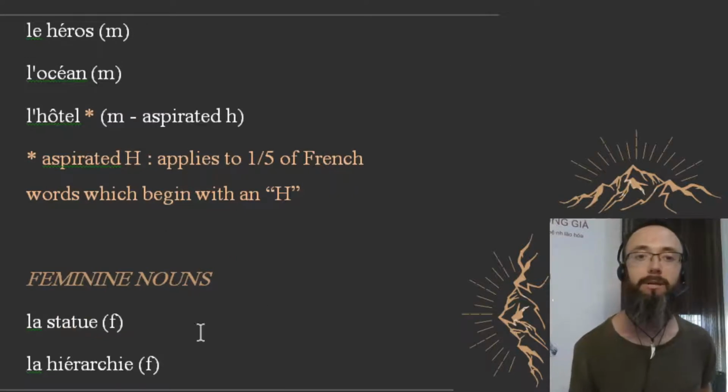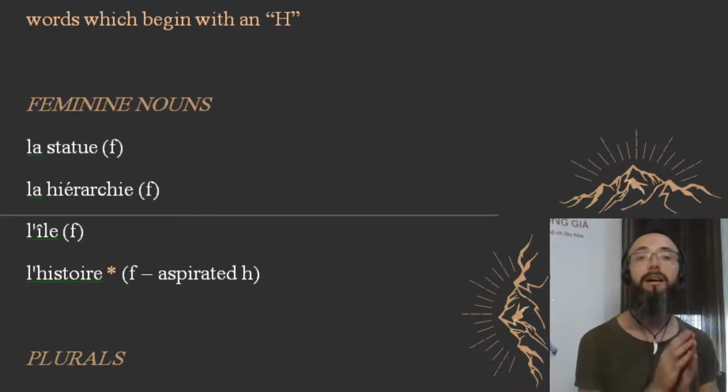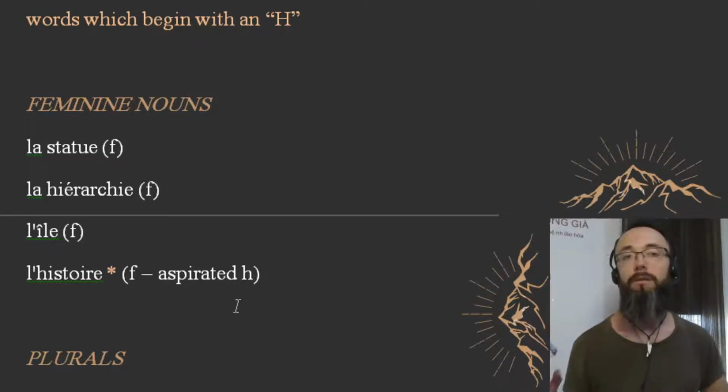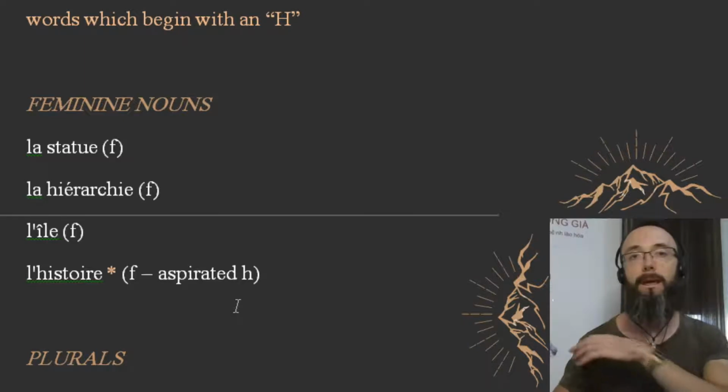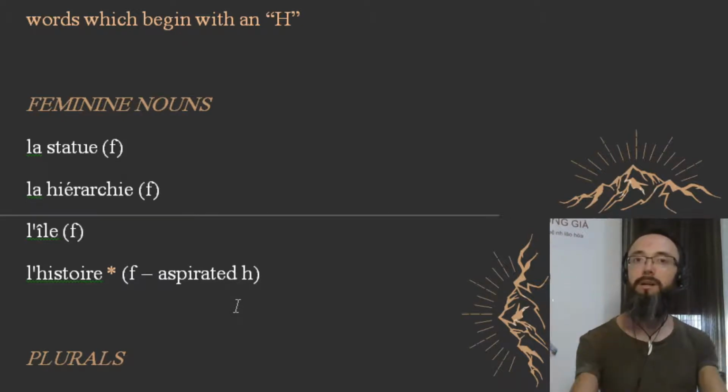And back to the screen now and covering the secrets of the feminine nouns and the definite article that applies to them. So la statue, the statue, very clear, feminine and singular. So la is the definite article. La hiérarchie, the hierarchy. Here, let me ask you that question. Is it an aspirated H or not?